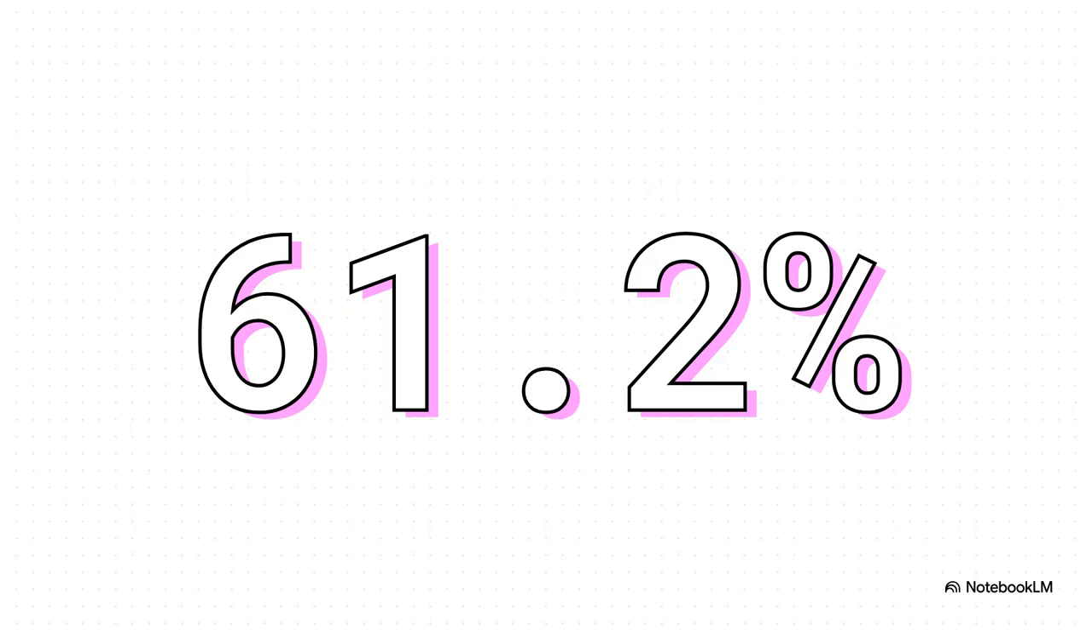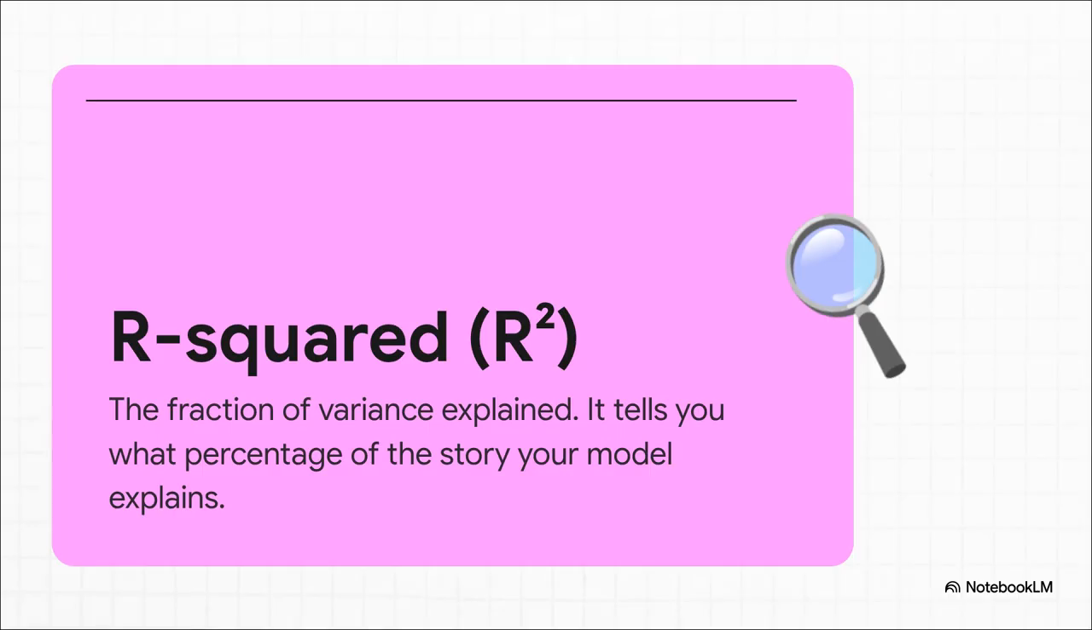So, what on earth does that number actually mean? This number is called the R-squared value. And honestly, the best way to think about it is like this. Imagine all the reasons your sales go up and down is one big mystery story. R-squared tells you what percentage of that story your model actually explains. So an R-squared of 61.2% means that our TV ad budget all by itself explains over 60% of why our sales fluctuate. That is a huge piece of the puzzle.